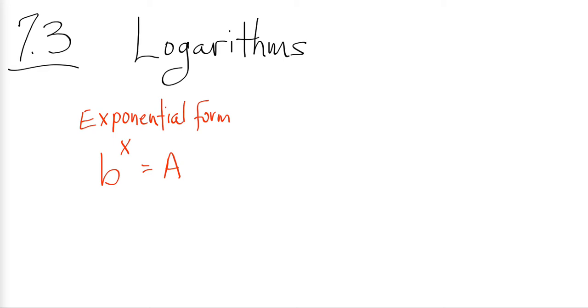My guess is this will be a completely new topic to you. I don't think your Algebra 1 teacher would have taught this. I could be wrong, but this is most likely going to be new to you.